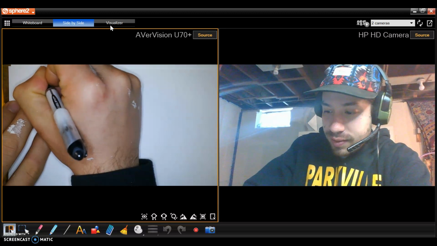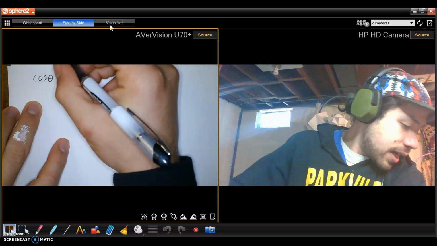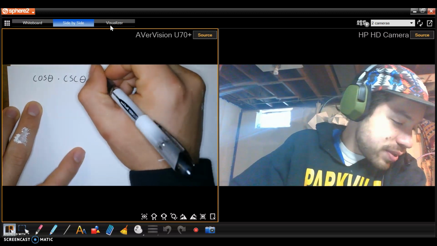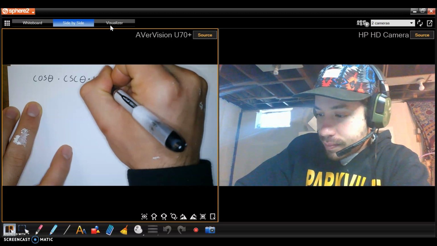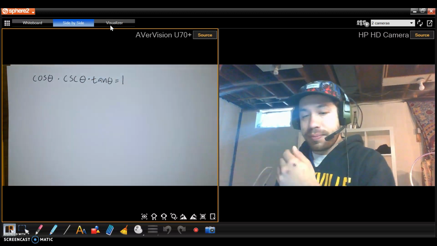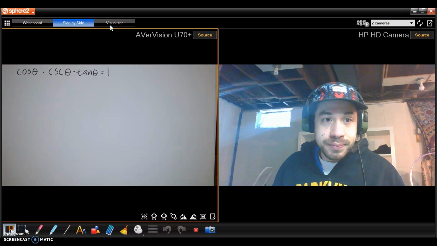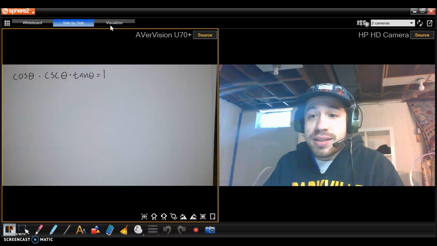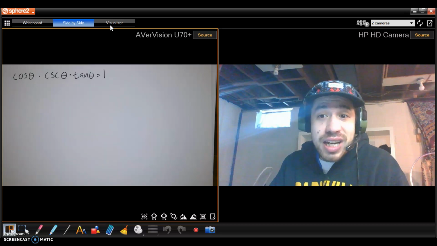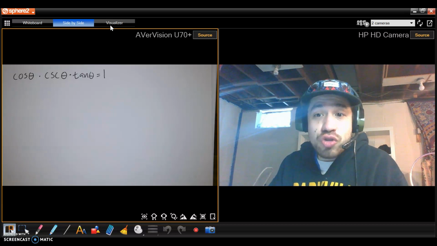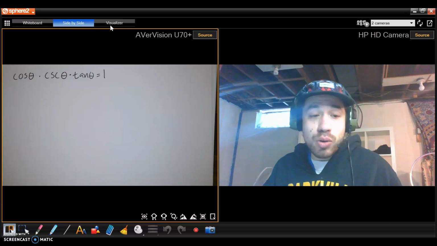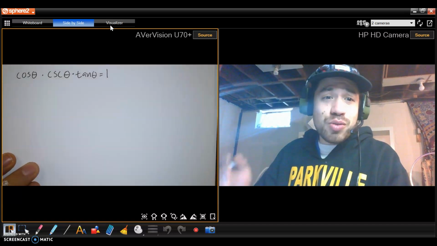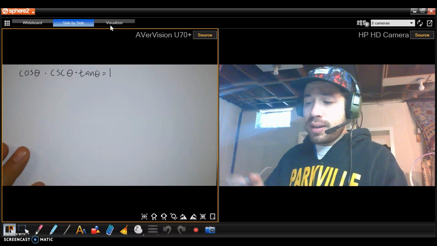is cosine of theta times cosecant of theta times tangent of theta equals 1. So we got that. Easy enough, right? So that being said, you'll notice this is a product. We don't have any degree higher than 2. It's just a string of trigonometric equations. The way I would recommend doing this is, first, again, since we see it's a product, let's rewrite everything in terms of sine and cosine.